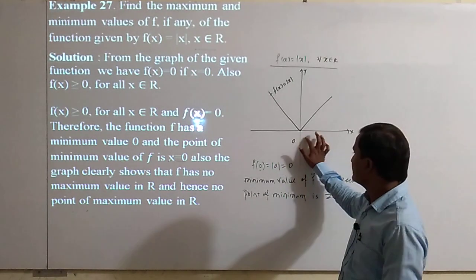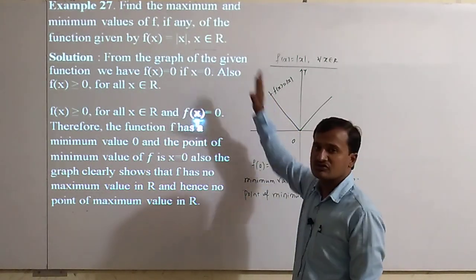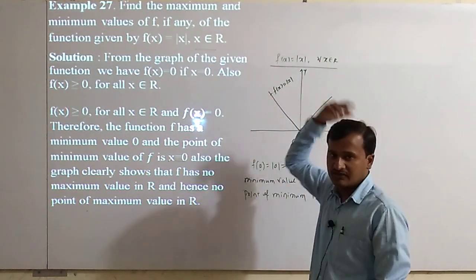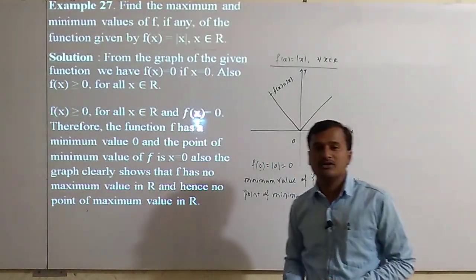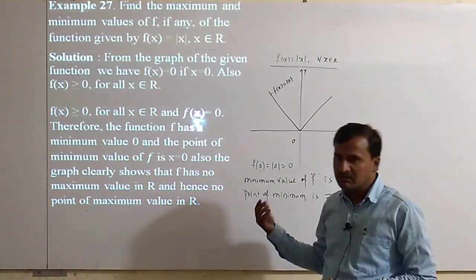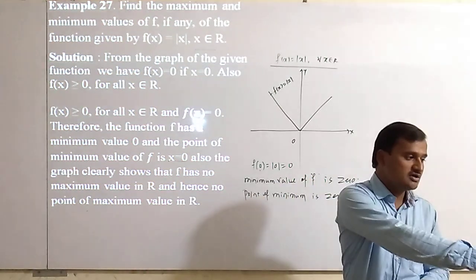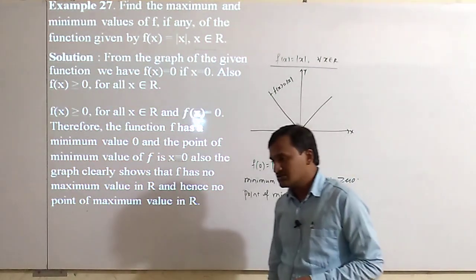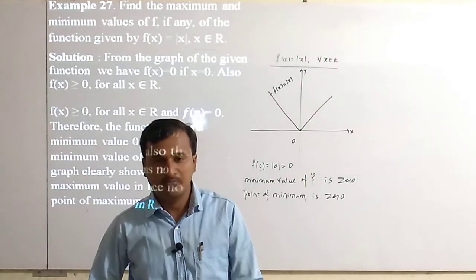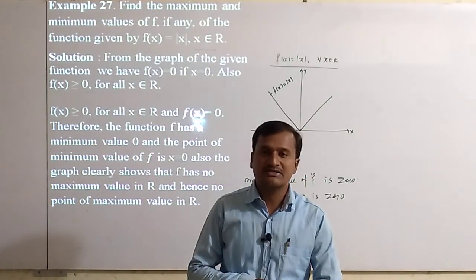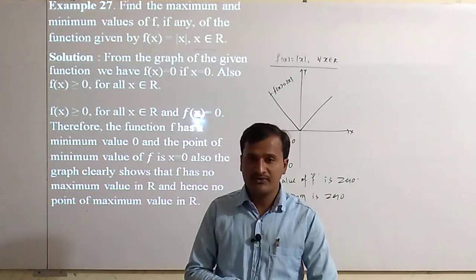This is because if the value of x approaches plus infinity and minus infinity, the graph of this function also tends to infinity. Hence this function does not have a maximum value, but it has a minimum value, that is 0, and the point of minimum value is 0. Okay, and these are the two examples to know the maxima and minima of a given function, right? So now let us discuss the exercise based on maxima and minima of a function.